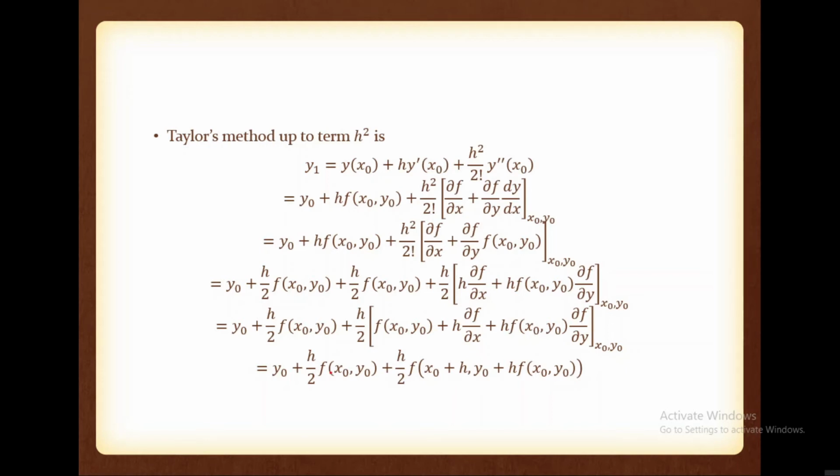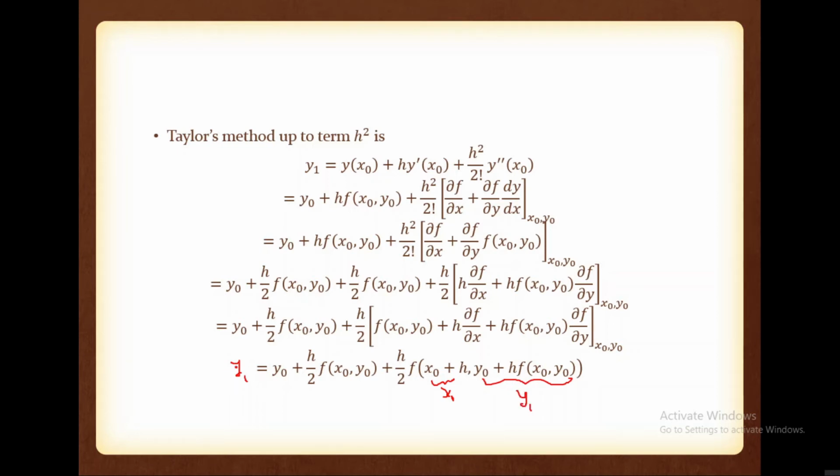Second order differentials are not considered, up to first order differential. Is it okay? So please note, y1 is equal to y0 plus h by 2 into f of x0 comma y0 plus h by 2 into f of x0 plus h comma y0 plus h into f of x0 comma y0. What is x0 plus h? x0 plus h is x1, the next value of x0. What is y0 plus h into f of x0 comma y0? This term is actually Euler's method, that is y1.